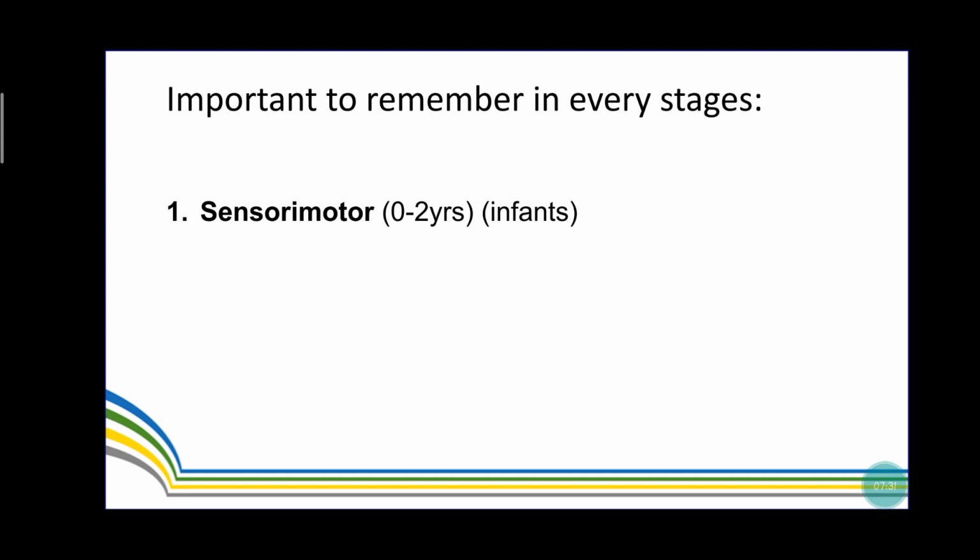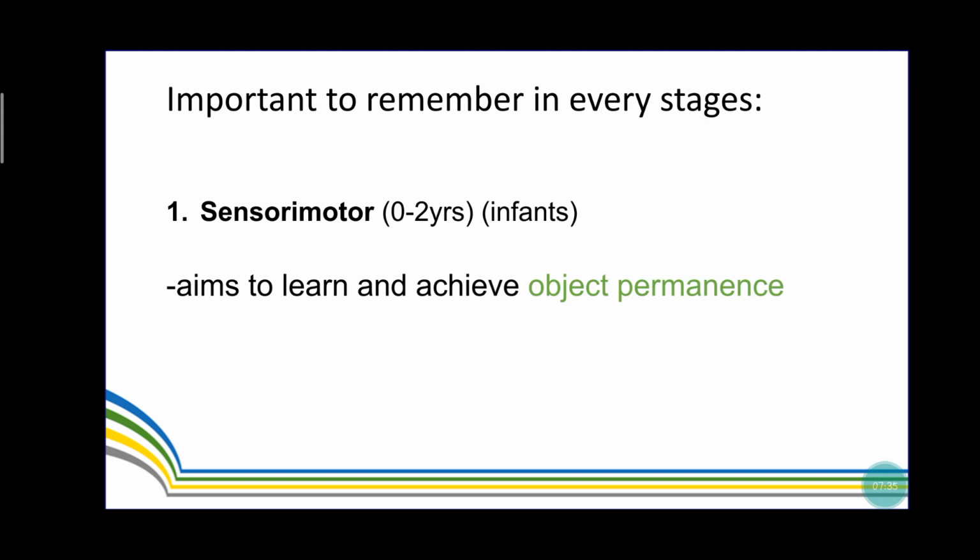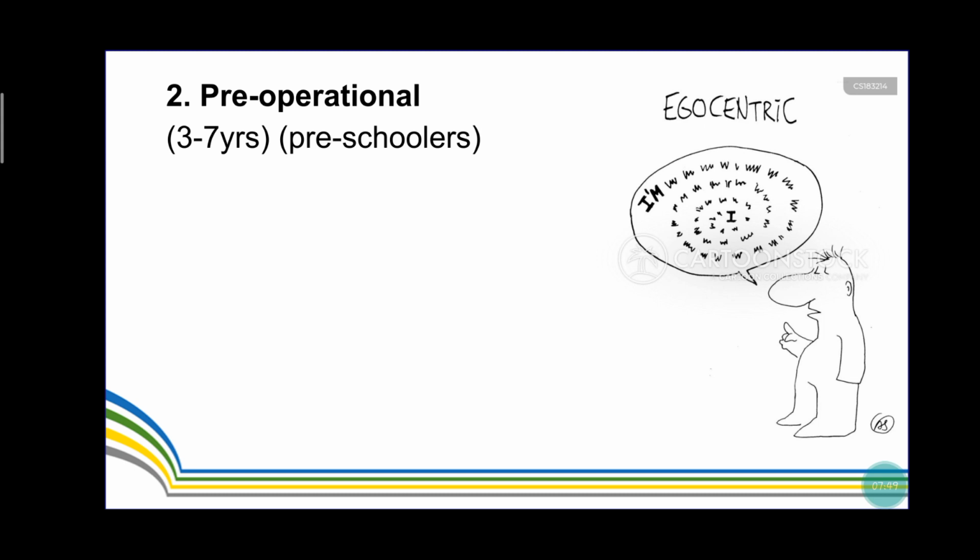First, the sensory motor stage is from birth to 2 years, and the audience here are infants. This aims to learn and achieve object permanence. Also, it uses senses and motor skills in interacting with their environment. Next, we have the pre-operational stage. It's from 3 to 7 years old, and the audience here are the preschoolers. So take note, pre-operational is for preschoolers.